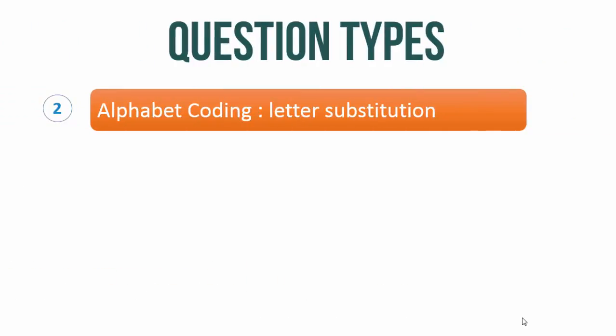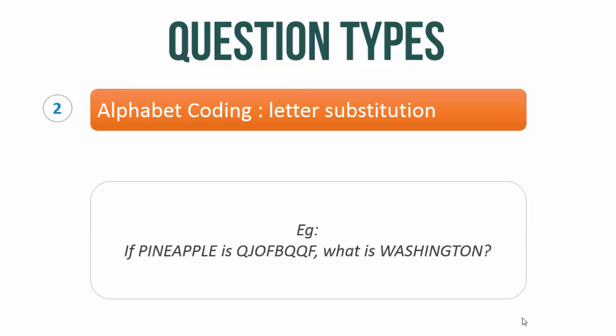The second kind of alphabet coding is letter substitution. In this kind of coding, a word is taken and each letter in the word is substituted by some other letter. This substitution also is based on a certain logic. You have to understand what logic is behind the substitution and apply the same logic on another word to figure out what the coded word would be.